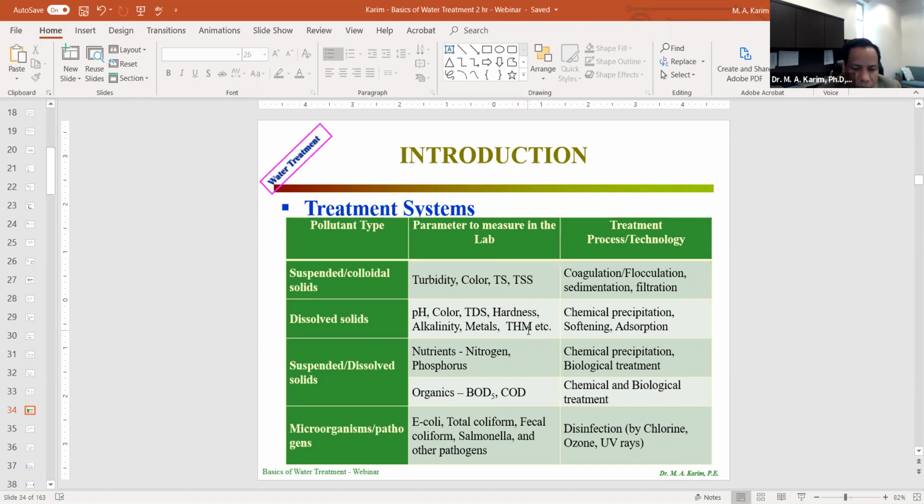Then the microorganisms or pathogens: E. coli, total coliform, fecal coliform, salmonella, and other pathogens. So we can name them like that. What can we do to remove those? Disinfection by chlorine, ultraviolet ray, or ozone. Disinfection is the process that we can use to deactivate or kill the microorganisms, not exactly to remove them. So, any questions so far?